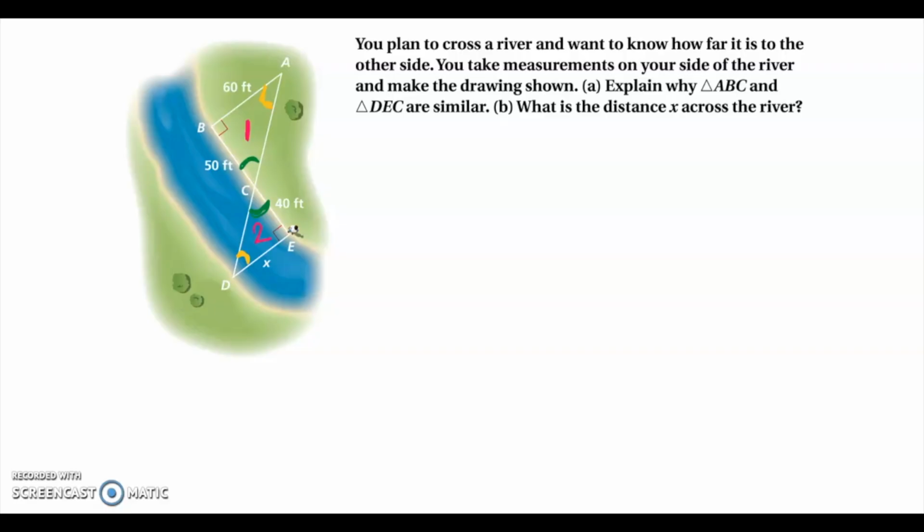Now, when they're similar, corresponding sides are what we call proportional. So that means that the length of this side right here, which is 40, corresponds to the side that is also between the 90-degree angle and the green angle. So this here, 50. So when I'm comparing these, I'm going to set up a ratio that compares triangle 1 to triangle 2. So in triangle 1, the pink side is 50 feet. In triangle 2, the pink side is 40 feet.